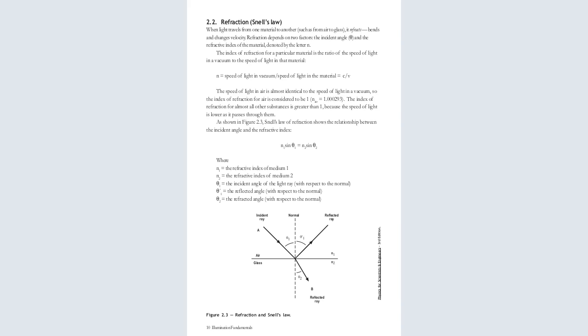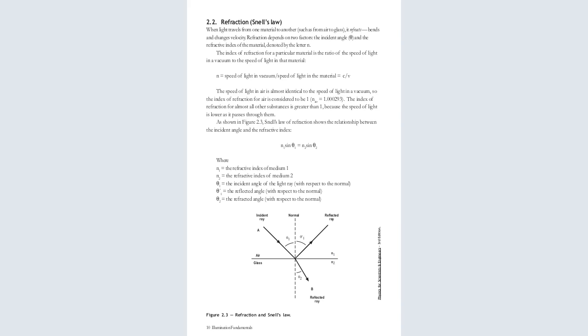The index of refraction of a particular material is the ratio of the speed of light in a vacuum to the speed of light in the material. The speed of light in air is almost identical to the speed of light in a vacuum, so the index of refraction for air is considered to be 1. The index of refraction for almost all other substances is greater than 1, because the speed of light is lower as it passes through them.